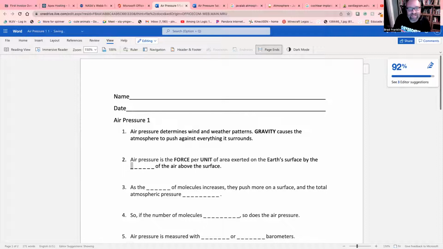So what do you think it is? You have the same thing. When you measure how much gravity is pulling on you, you call it something that starts with a W. Right. Weight. Good job, guys. I knew you were quick at it. All right. As the amount of molecules increases, they push more on a surface, and the total atmospheric pressure does the same thing. It increases.